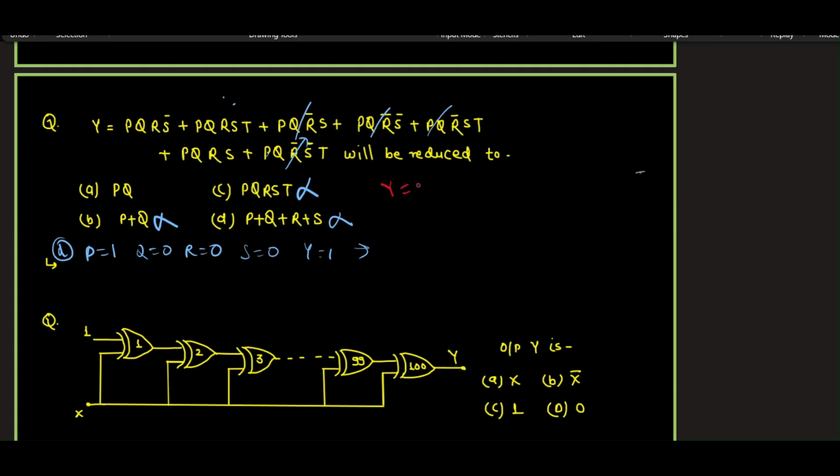Y is equal to PQ. PQ is my answer. I know my answer. Now I'll get the answer. PQ R S bar plus R S T plus this R bar S plus R bar S bar plus R bar S T plus R S plus R bar S bar T.